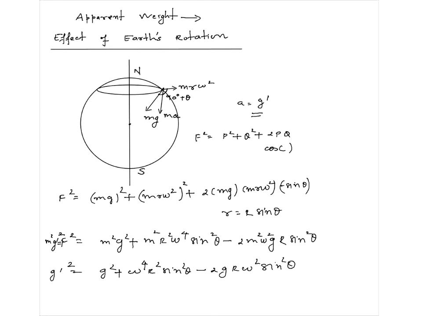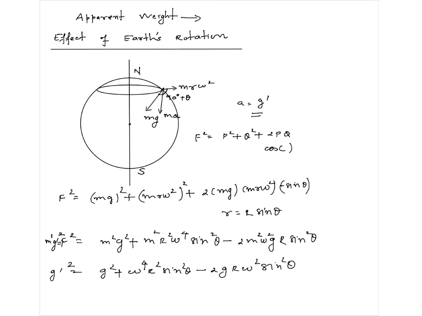Now in this particular diagram, it may look as if it is significant, but if I show it too short, then it won't look clear. If I try to show it on scale, it won't look clear at all. So actually speaking, that vector mr omega square should be very tiny in comparison to the vector mg, and the resultant of the two, ma, should be very close to mg. mg is too dominant, so the resultant should be very close to mg. That is the real thing that happens.